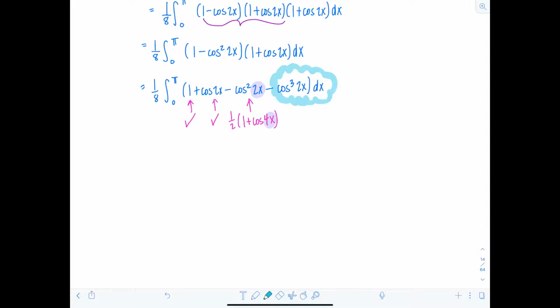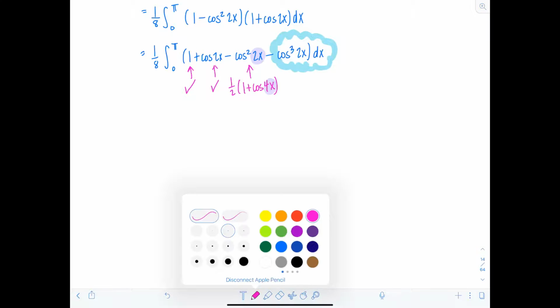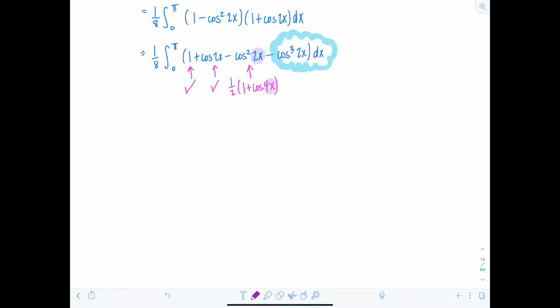How do you integrate an odd power of cosine? Oh, that's right. That was the first case that we looked at. So remember, we have to make a u-substitution. You have a few ways you can do that. You can break up the integral. What I like to do is just say, okay, I'm going to evaluate that one off to the side.